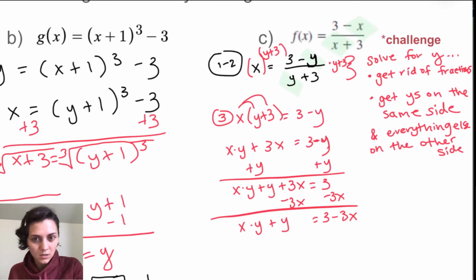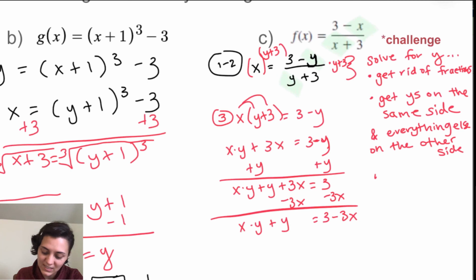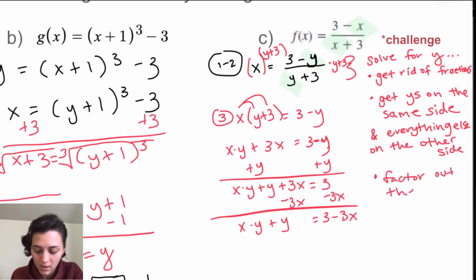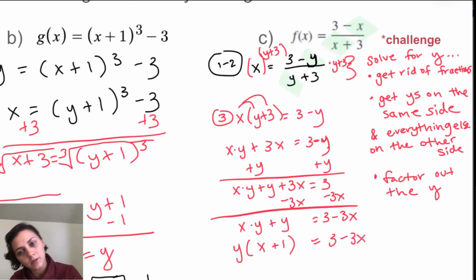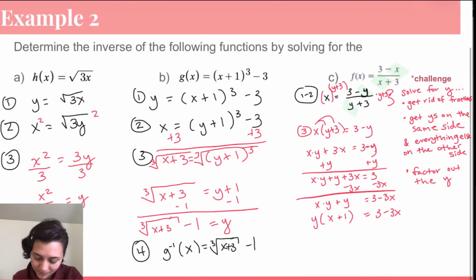I'm getting closer. So I don't have a fraction anymore, and now my y's are on the same side, but I still need to combine them together. So this is like a big move that we're going to do right here. What we're going to do is factor out the y. And watch what happens when I do that. On the left hand side, I see that I have my two terms with the y. I'm going to factor it out like that. Holy smokes, I only have one y now. That's amazing.